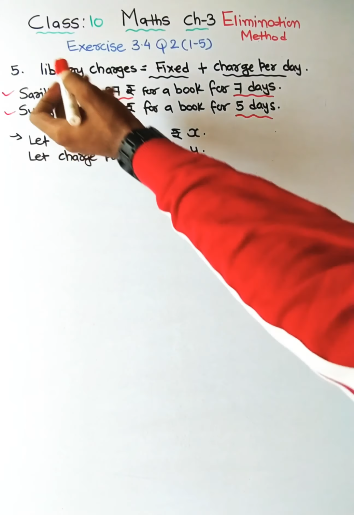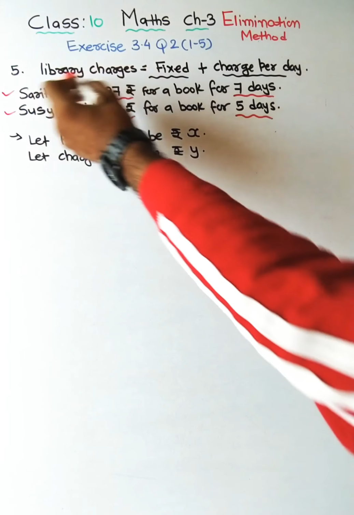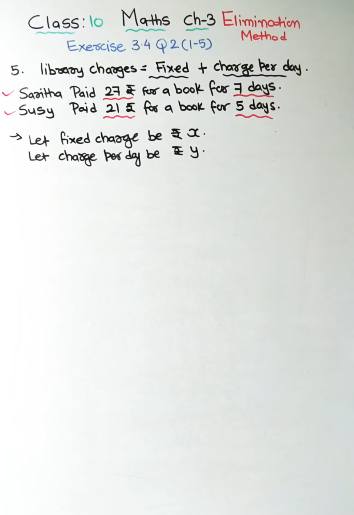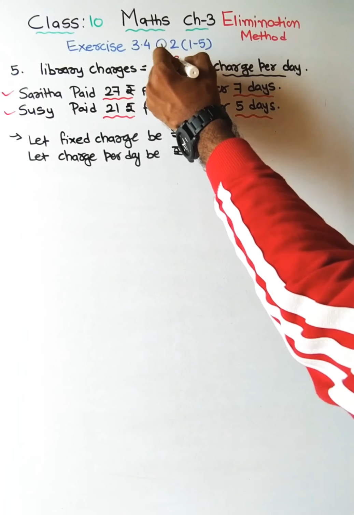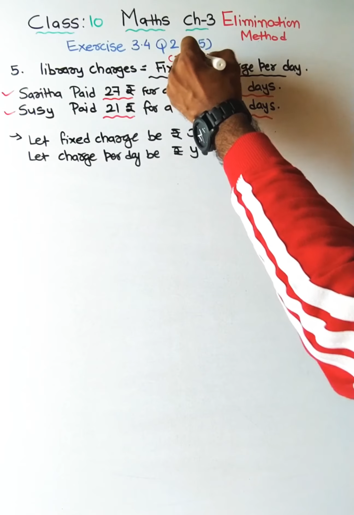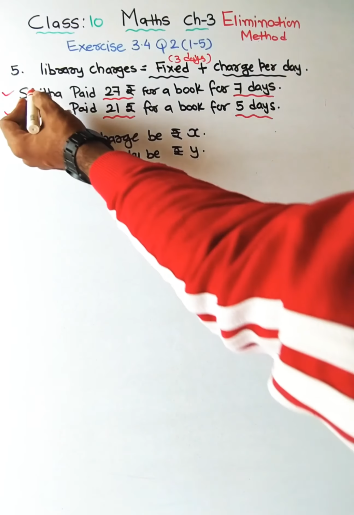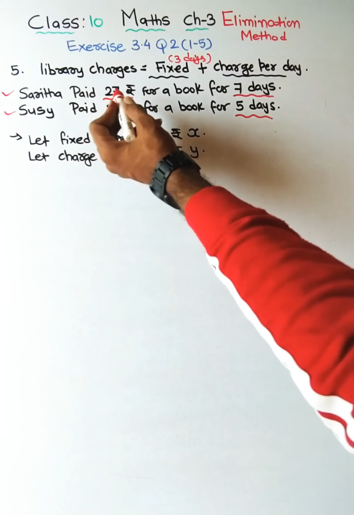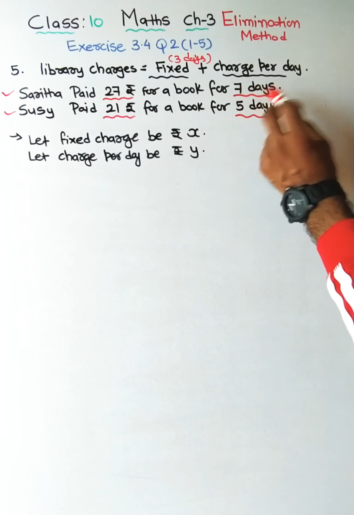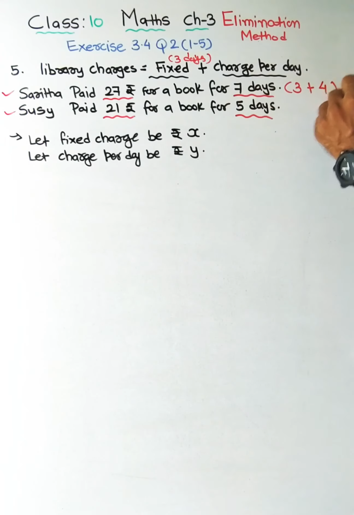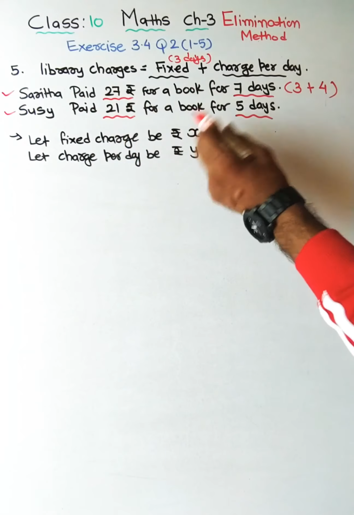Now here we have question number 5, that is library charges, which include a fixed charge plus a charge per day. But the fixed charge is for the first 3 days, right? So for the first 3 days there will be a fixed charge. Then if there is even 1 extra day, we have to give the charge per day. So two cases, Sarita and Sushi. Sarita paid 27 for a book for 7 days. That means 3 days fixed and then extra how many days? 4 days.